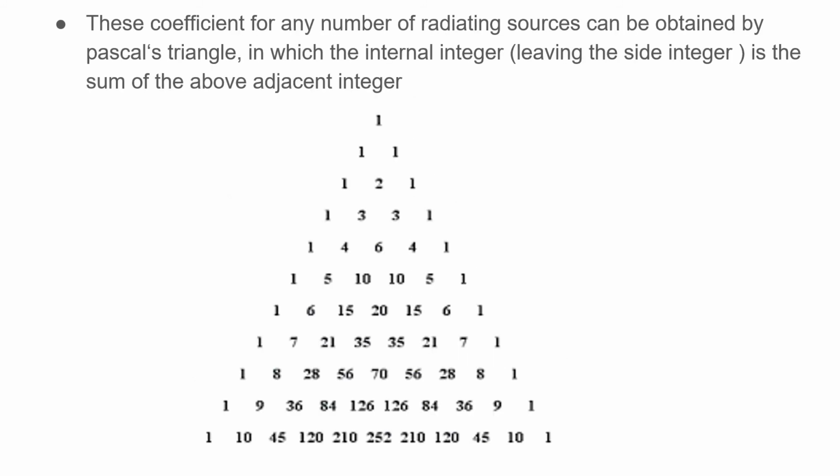These coefficients for any number of radiating sources can be obtained by Pascal's triangle, in which each internal integer, leaving the side integers, is the sum of the two adjacent ones above. Here you can see if n is equal to 1, the amplitude is 1. If n is equal to 2, you have two elements, both will have 1. If n is equal to 3, you have 3 elements. Always the first and the last element will be 1, and the middle element will be the summation of the above 2. So 1 plus 1 gives 2 here.